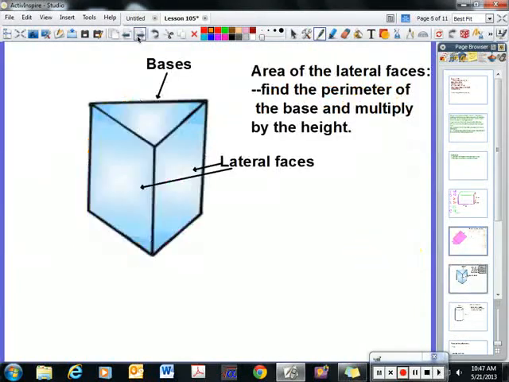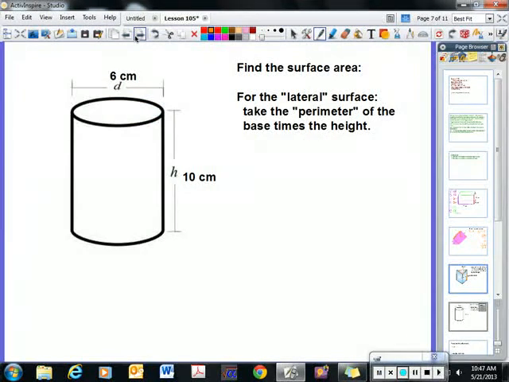Again, you find the perimeter of the base, and you take it times the height. That will give you, again, just the area of the lateral faces. Then you have to find the area of the bases themselves. All right, let's try that with a cylinder then.